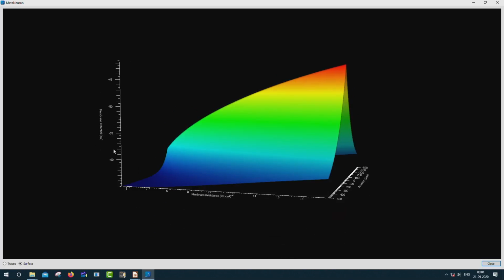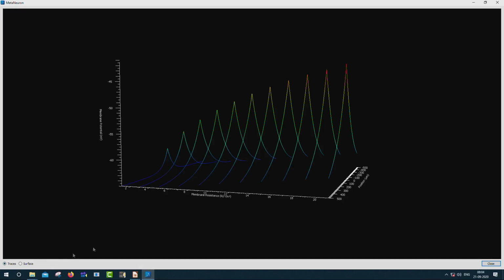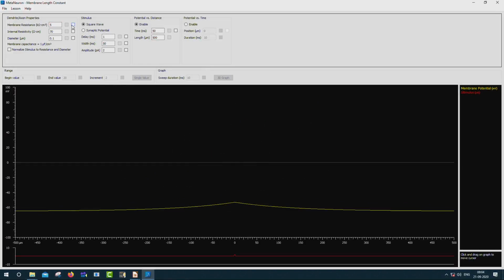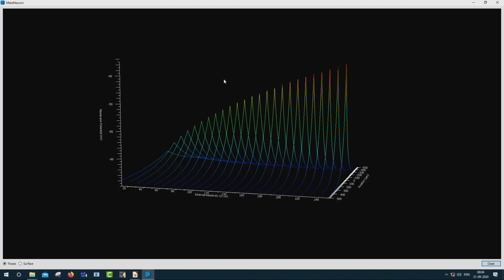Here you see the membrane potential, here you see the membrane resistance as it changes, this is the position, and this is the decay. Similarly, we can look at the internal resistivity. Our beginning value is 70. We can have a range of 10 to 250, and we increment it by 10, and we can plot a 3D graph and see the effect of diameter.